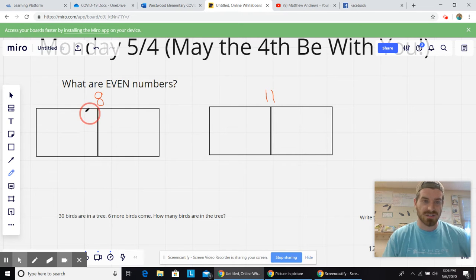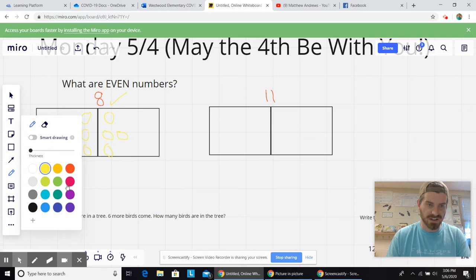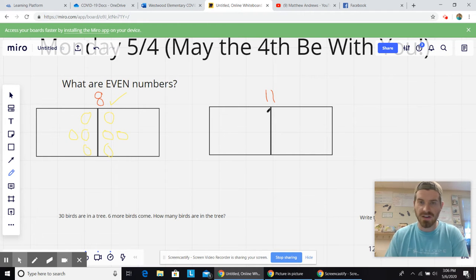So let's send one kid over here, one kid over here. That's 2. Not done yet. 3, 4, 5, 6, 7, 8. So I have divided my 8 kids up, and I was able to have the same number of kids on each team, which means 8 is an even number. All right, let's come over here and try to do the same thing with 11.